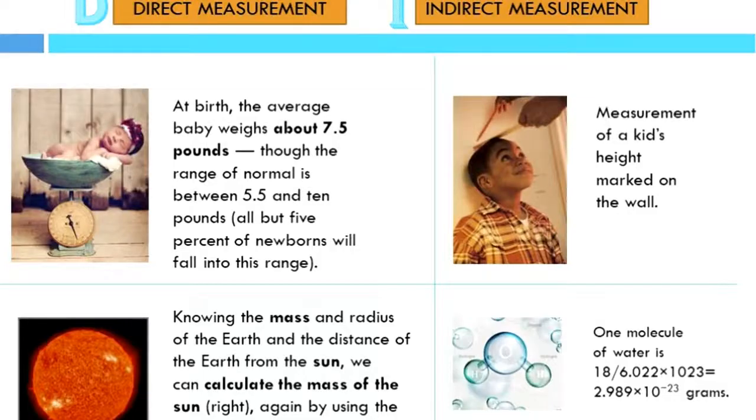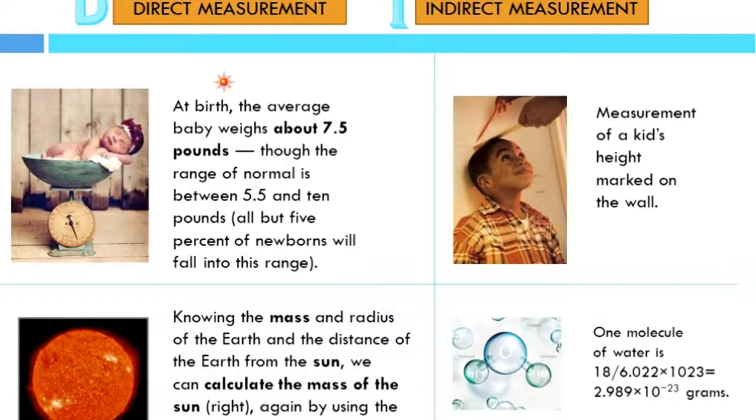So here's a set of 4 pictures, and based on the sound of these terms, direct measurement, indirect measurement, I want you to take a guess at what you think these would be. You can use the writing tool to either write a D or an I in each one of these boxes. Maybe just write right on the pictures.